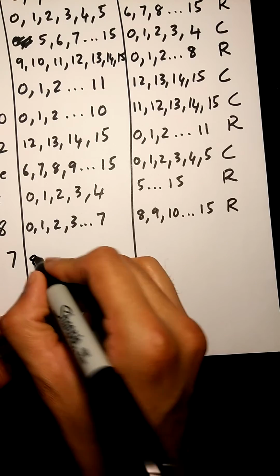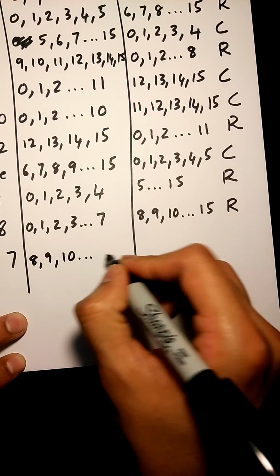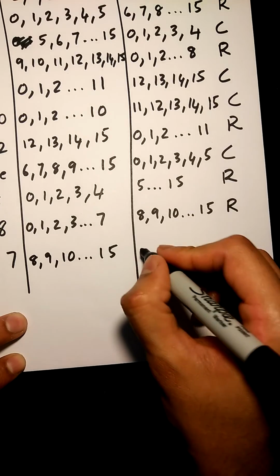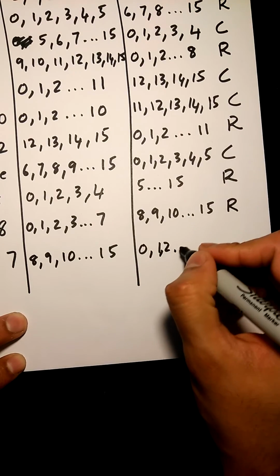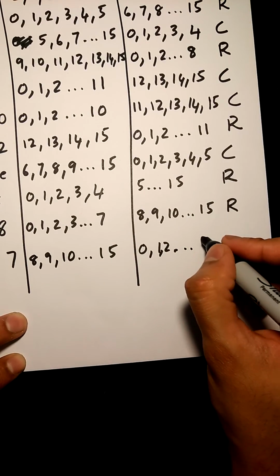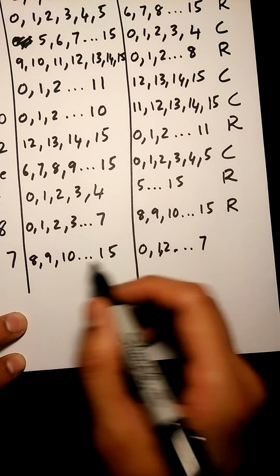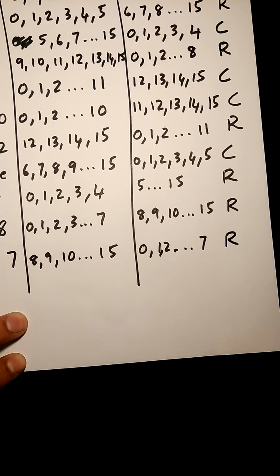More than 7, 8, 9, 10, all the way till 15. 1, 2, all the way till 7. Pretty much the same case. You have 8 calculations for both. Just do my regular rule.